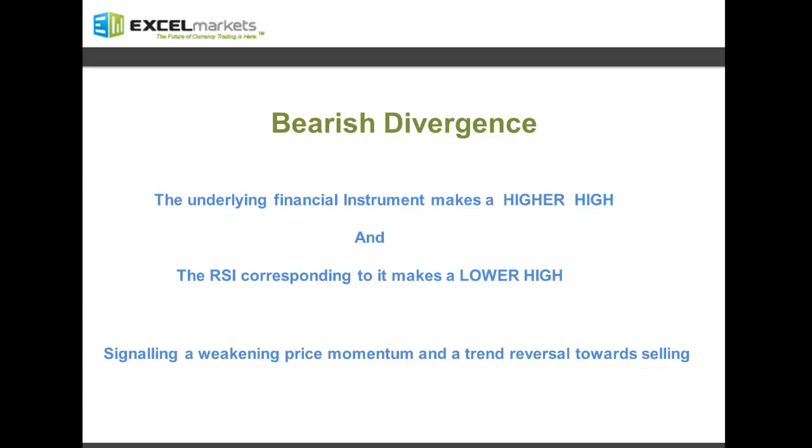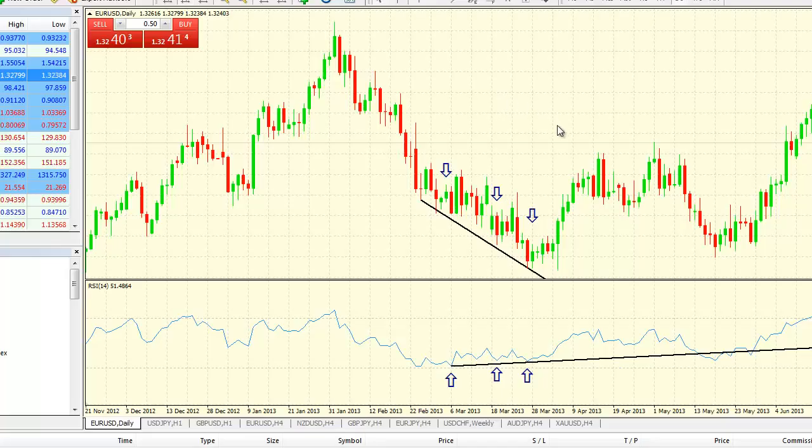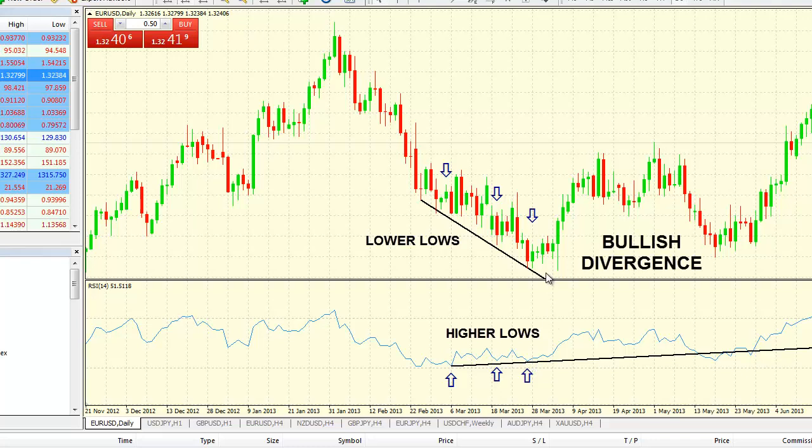Let's have a look at this at the platform. We consider the case of euro-dollar. As you can see, the pair is seen to be making lower lows. However, the RSI correspondingly is making higher lows. This is considered to be a bullish divergence, which is supported by the subsequent rise in the prices.